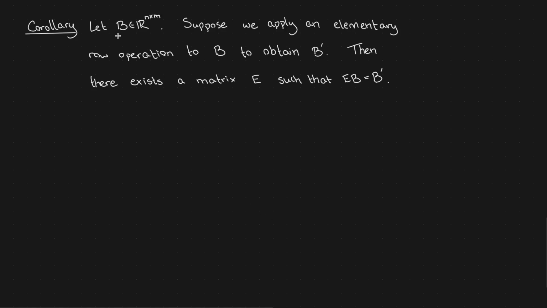So let B be an n by n matrix. Suppose we apply an elementary row operation to matrix B and we obtain a new matrix B prime. Then there exists another matrix E such that if we take the product of matrix E and our original matrix B, it's the same thing as B prime. I get the same result, which means that applying the elementary row operation to matrix B to get B prime is the same as multiplying by this particular matrix E. All right? So let's prove the result.